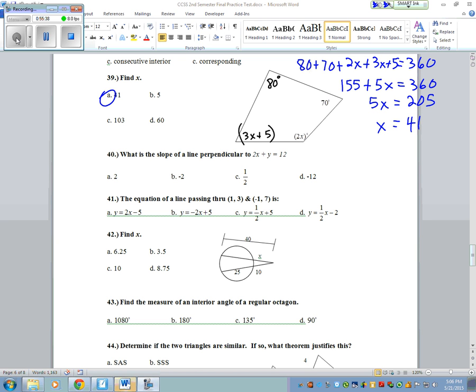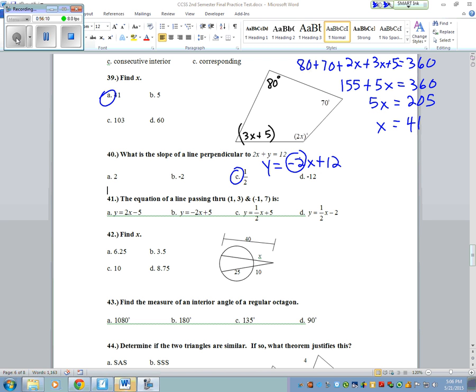All right, 40, it says, what is the slope of the line perpendicular to this line? So first I would solve this for y by subtracting the 2x over. So y equals negative 2x plus 12. So the slope of the line perpendicular to that one is going to be the opposite reciprocal of this one. So the opposite reciprocal of negative 2 would be positive 1/2. Reciprocal of 2 over 1 would be 1 over 2, and the sign should be different. Okay. That goes way back.